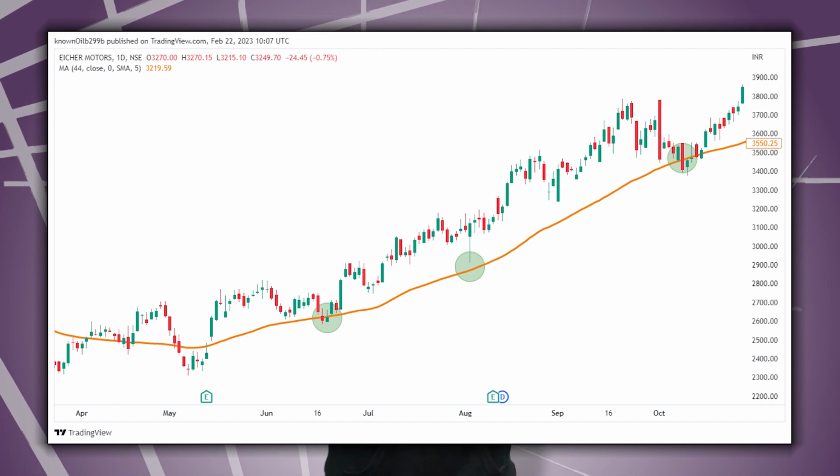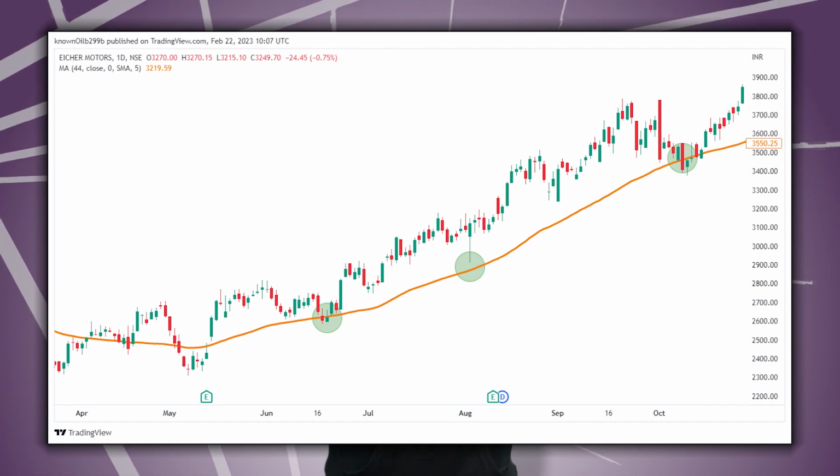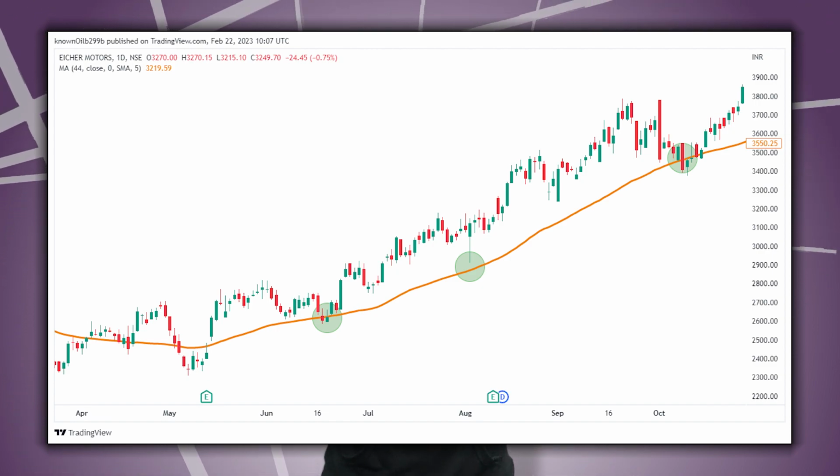Commonly used moving averages are 20 and 50 for short term trading, 100 for medium term trading, and the 200 day moving average for long term trading. Now, how does a moving average act as a support or resistance? See, when a stock is in an uptrend, it trades above the moving average. It occasionally moves down to the moving average, takes support, and bounces back up again.